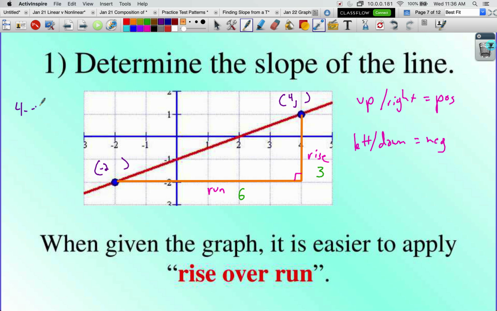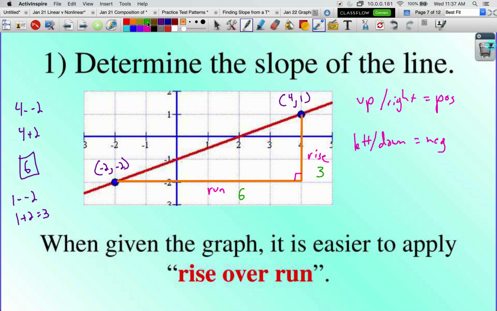4 minus a -2 is the same as 4 plus 2, and again, we get that 6 that we wrote right there. Same thing with the rise. You just look at the y values. This point has a y value of -2. This point has a y value of 1. And again, you just find the difference. 1 minus a -2 is the same as 1 plus 2 equals 3, which we wrote right over here.